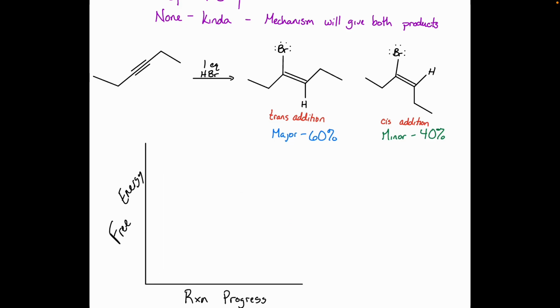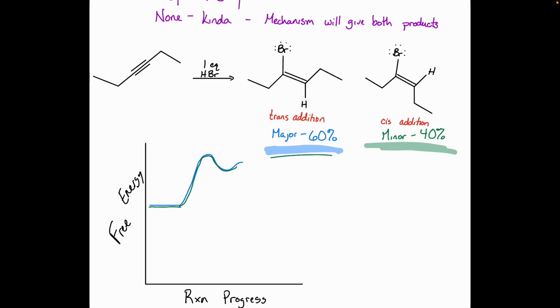Okay, I'm going to do my major product in blue here, and my minor product in green here. Both of these curves are going to start at the exact same place. My reactant is the same. My transition state is the same for both. We actually have an intermediate, huh? My intermediate is the same for both of these. All right, I get that same carbocation intermediate.